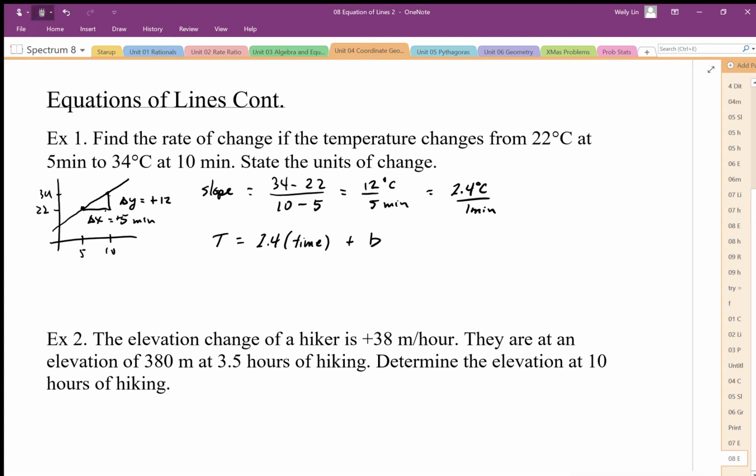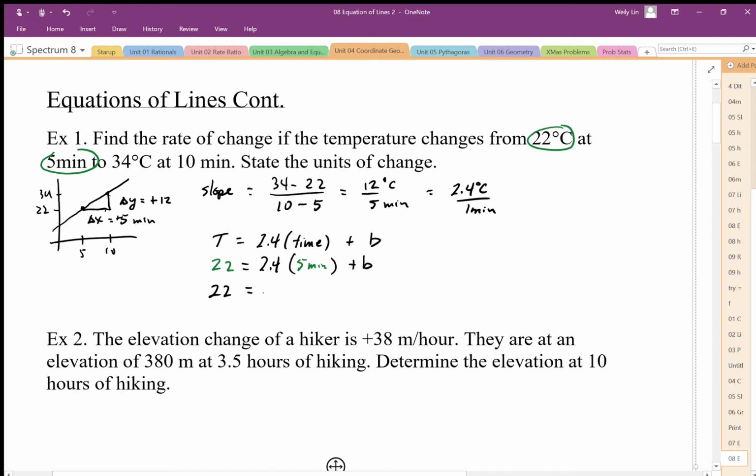But here I'm going to use 22 degrees at 5 minutes, and I'm going to plug it in. So 22 degrees, 5 minutes, and that's going to be plugged into our equation. So that's going to be equal to 2.4 times 5 plus b. So 22 degrees is equal to, in 5 minutes, if we go up 2.4 degrees per minute, we're going to go up 12 degrees. So the starting temperature, if we went up 12 degrees, if I go back to 0, my starting temperature must be 10 degrees Celsius.